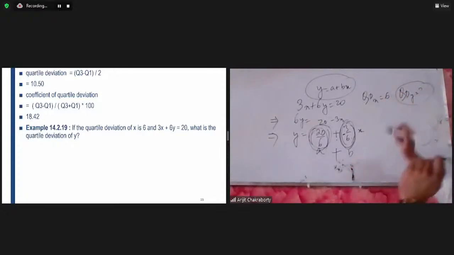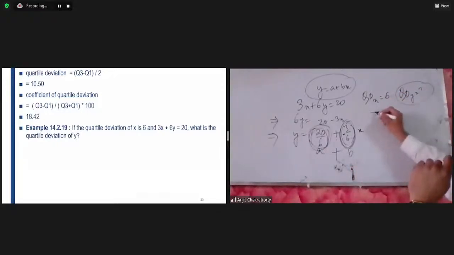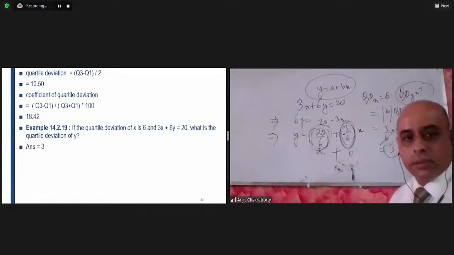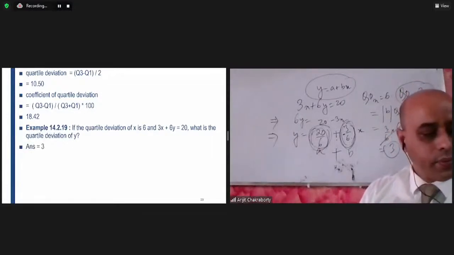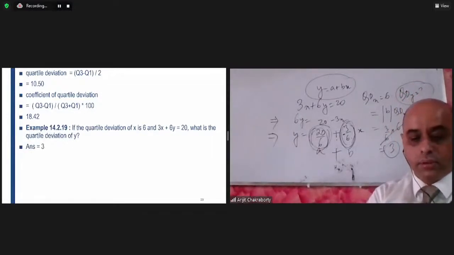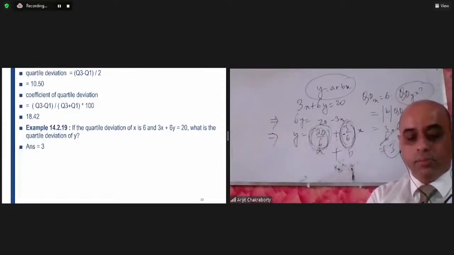So we have to find out QDY. QDY is very simple. It is just equal to mod B into QD of x. Here mod B is how much? 3 by 6 into QD of x. QD of x is 6. So answer should be 3. Okay, let's see the answer. Answer is 3. Yeah, many of you have got it. Good. QD is 3. Yeah, Abdul, Bhumika, Jyoti, Dhyanesh.